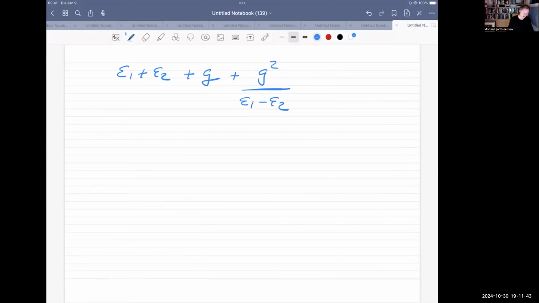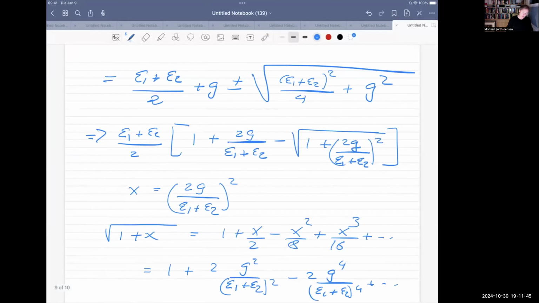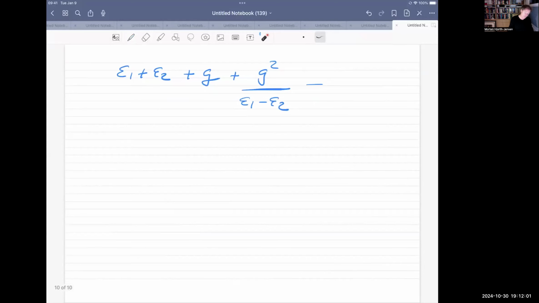And then if we now just stop at the next term, we are going to get rid of one of the epsilon 1 plus epsilon 2's here, because that's going to be taken care of by this one. And then we have this factor here, which takes away that factor. So what we get then is minus g to the power of 4 divided by epsilon 1 minus epsilon 2 to the power of 3. And this goes on actually to infinite order.